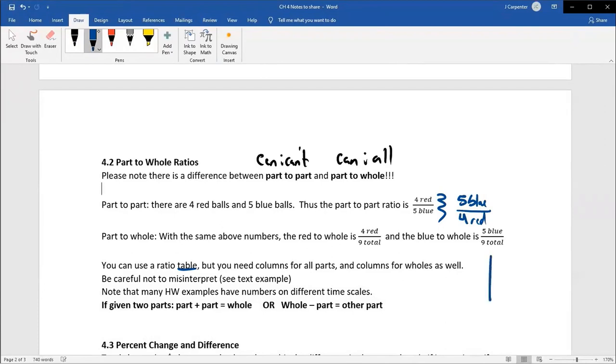So what I'm saying here is you need a column for the reds, which would have been 4. That was a bit more than I needed. Then you have a column for the blues, which we said was 5, and then you have a column for the wholes.